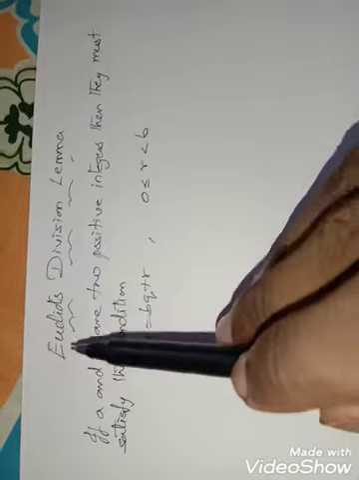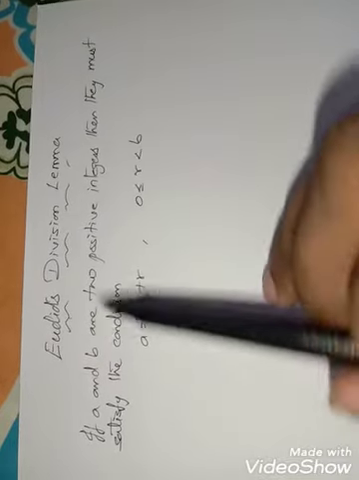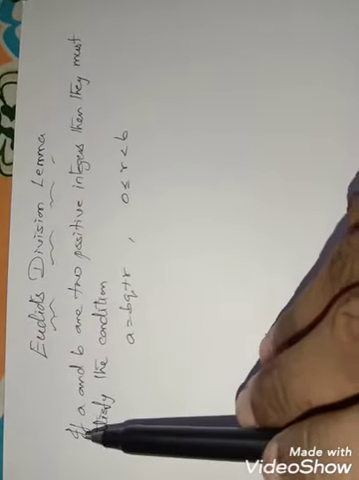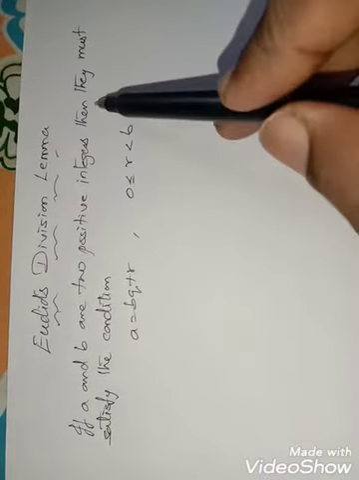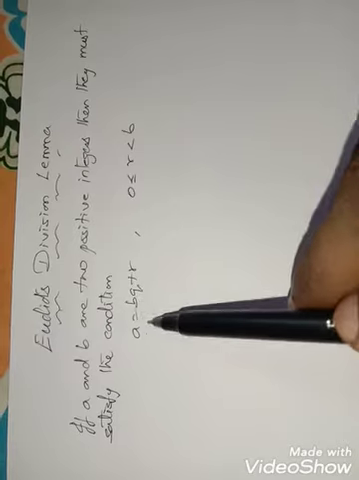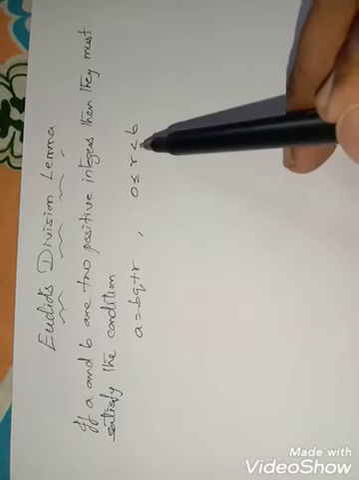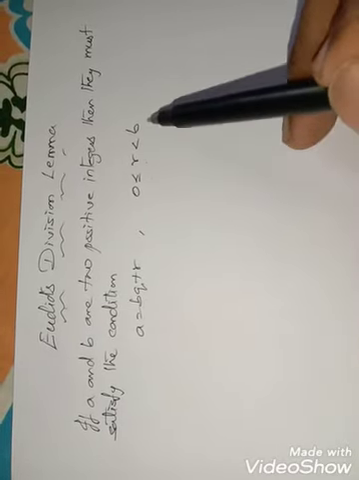Students, today we are going to learn about Euclid's division lemma. So what is the definition of Euclid's division lemma? Here the definition is given as: if a and b are two positive integers, then they must satisfy the condition a is equal to bq plus r, where r is lying between 0 and b.